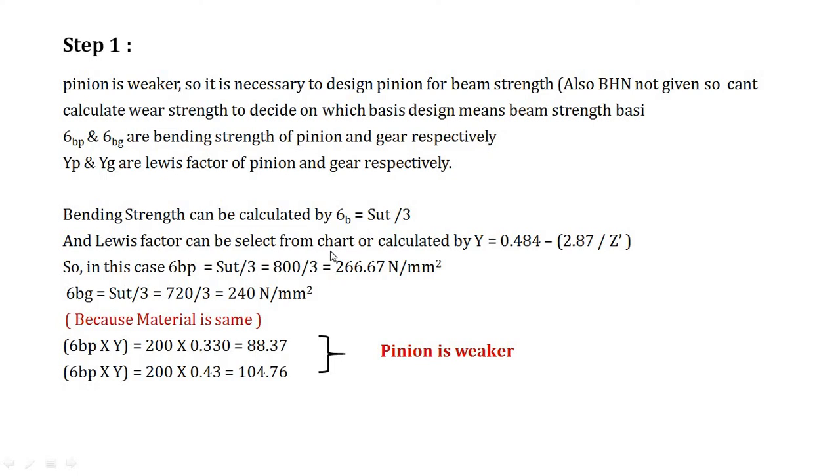Lewis factor we can select from the chart or we can calculate by using the formula 0.484 minus 2.87 divided by Z dash. Here Z dash is important. This Z dash means virtual number of teeth of a spur gear instead of helical gear, and the formula to calculate ZP dash and ZG dash is: ZP dash equal to ZP divided by cos cube psi, or ZG dash equal to ZG divided by cos cube psi.